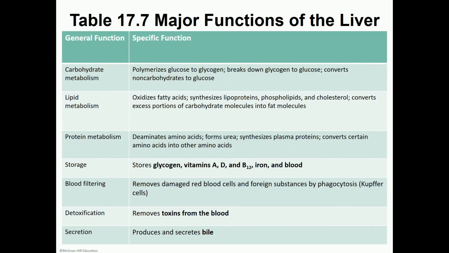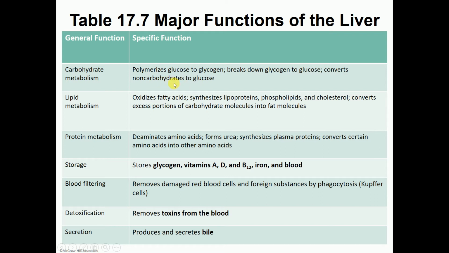Now, these are the major functions of the liver. The liver can basically take any nutrient, whether it's a protein, amino acid, glucose, or fat, and change it into different things. So let's talk first about what the liver can do in regards to carbohydrate metabolism. If we have too much glucose, the liver will store it as glycogen. On the other hand, if we need glucose, it can break that glycogen into glucose and release it into the bloodstream. It can even convert non-carbohydrates into glucose.